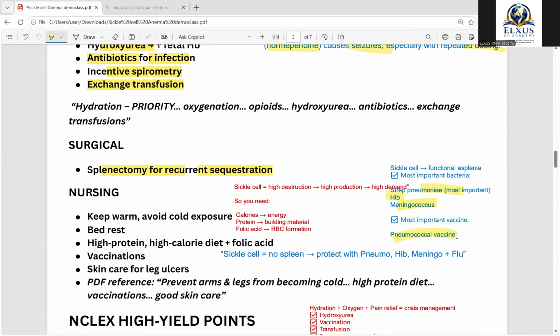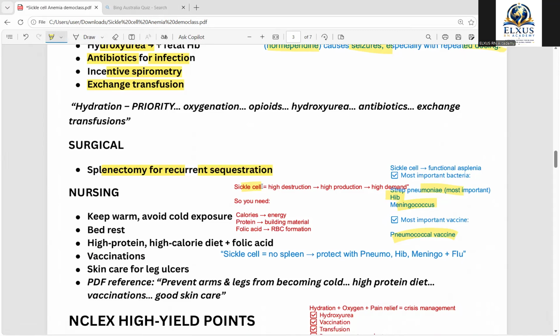And also we know that in sickle cell anemia the normal hemoglobin is getting destroyed, so there is a high demand for oxygen. So here we need to supplement with the diet.